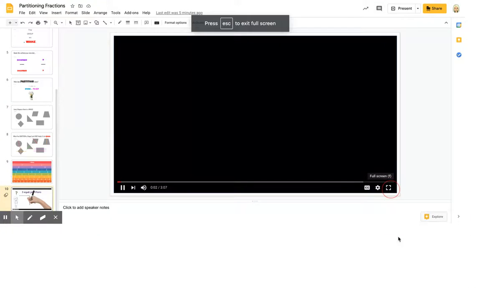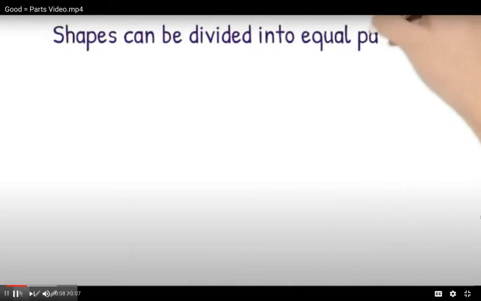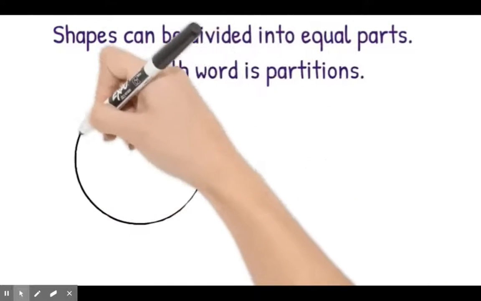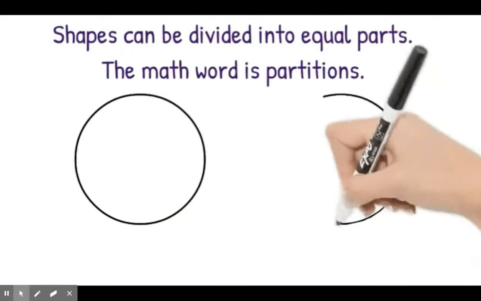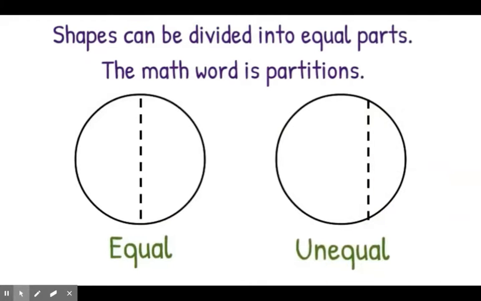Welcome to math. Let's learn about equal parts. Shapes can be divided into equal parts. The math word is partitions. Here are 2 circles. Which one has 2 partitions? The circle on the right has 2 parts, but they are not equal. 2 equal parts are called halves.